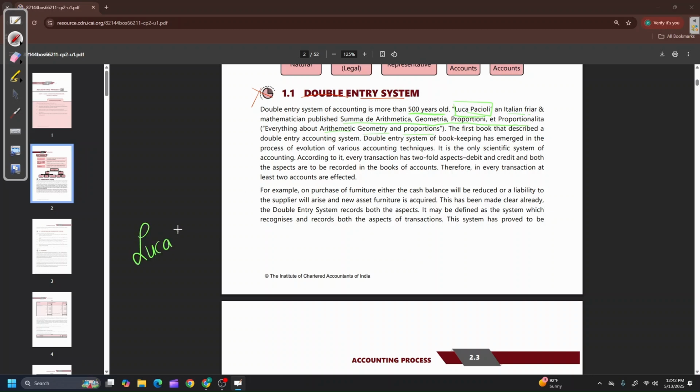ठीक है, so Luca Pacioli is Italian. He's a mathematician inventing in arithmetic, geo and proportions. This is kind of flowchart you can make on your own as well. The first book that described a double entry accounting system is this.